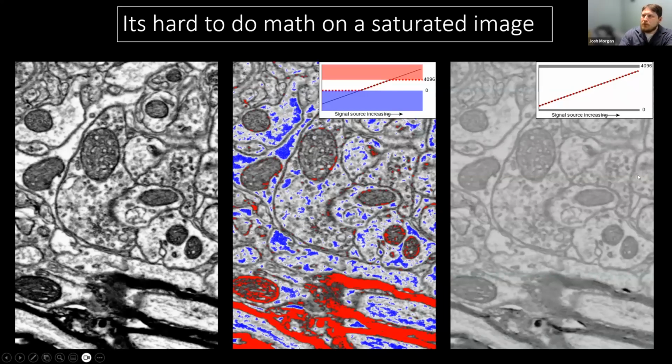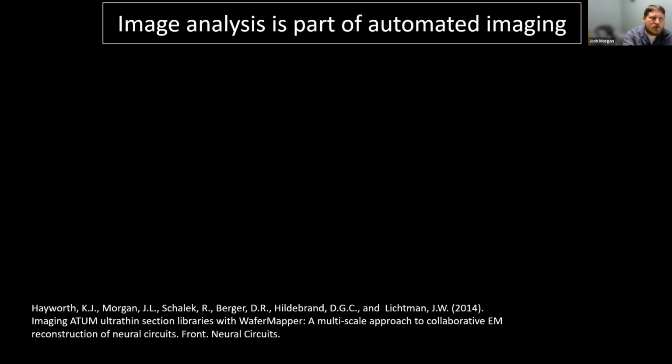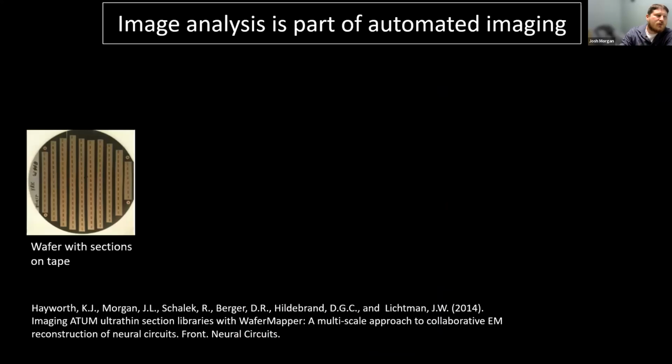Okay, so the actual image acquisition process, if you want to automate it, involves a lot of image analysis steps. So I'm going to talk to you about a pipeline that I developed with Ken Hayworth in Jeff Lichtman's lab. He wrote a program called Wafer Mapper. So we're starting with wafers that have about 200 sections on them here. These are 4-inch wafers that we pop into the microscope.